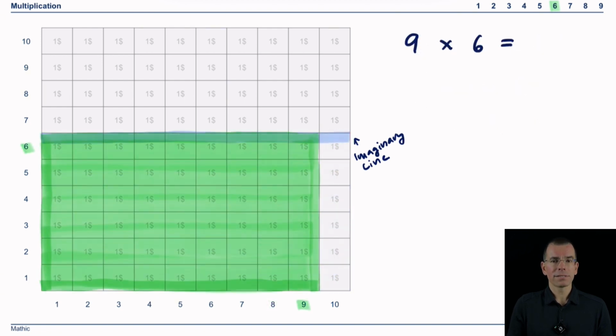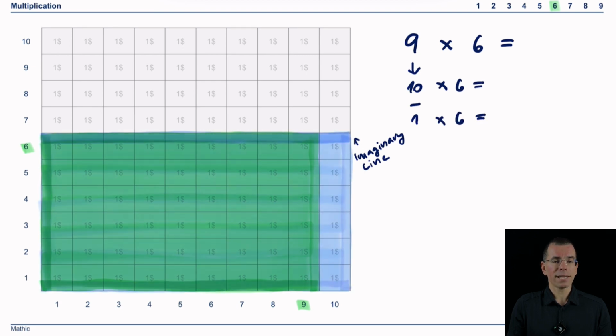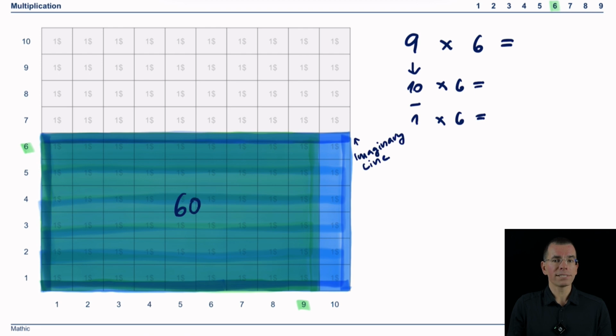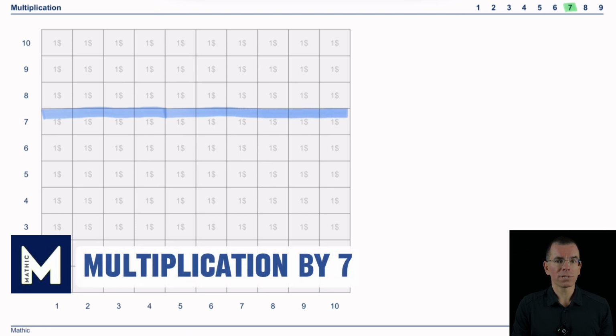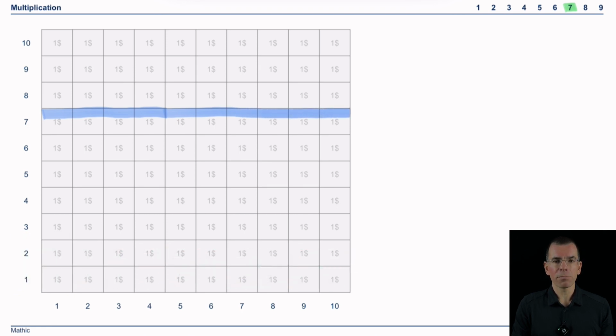9 times 6? Whenever there is number 9 in multiplication, we strongly recommend realizing that 9 is 10 less 1. So we multiply 10 times 6 and then subtract 1 times 6 as a next step. So in this case, that is 60 less 6. 9 looks scary, but we love it. Multiplication by 7 could be the most confusing. 7 is a favorite number of many people, but in the multiplication world, we like it only because we know that 7 is 5 plus 2.